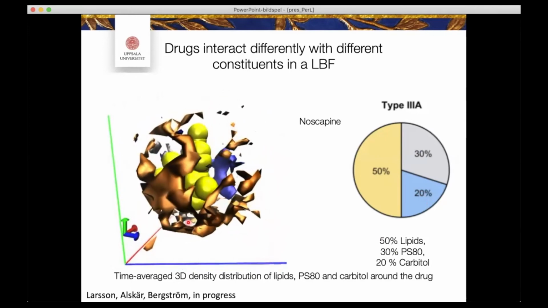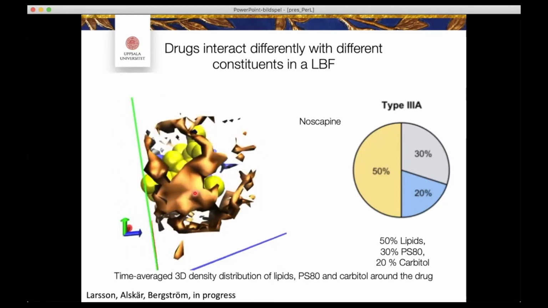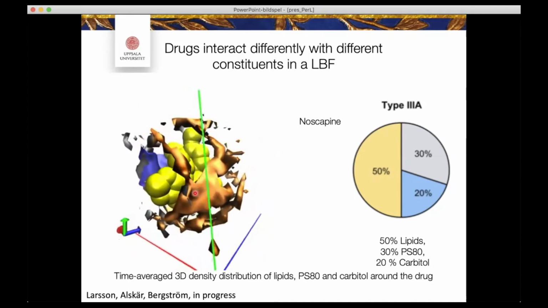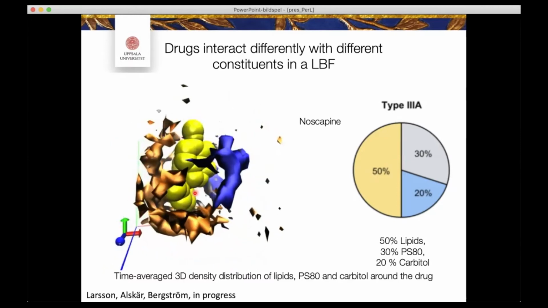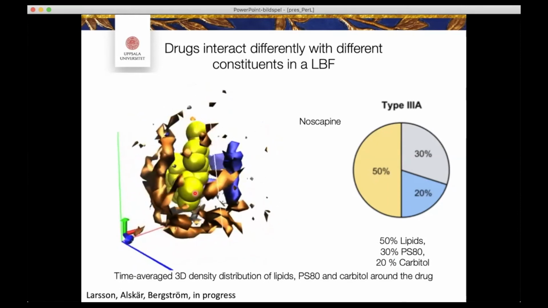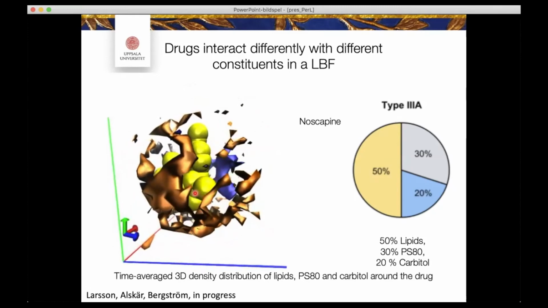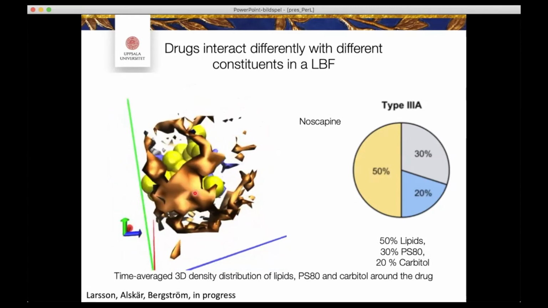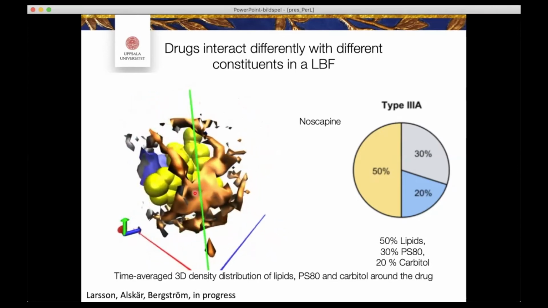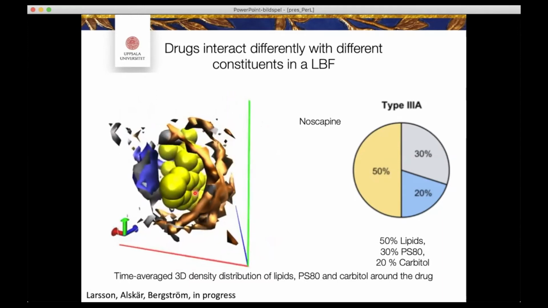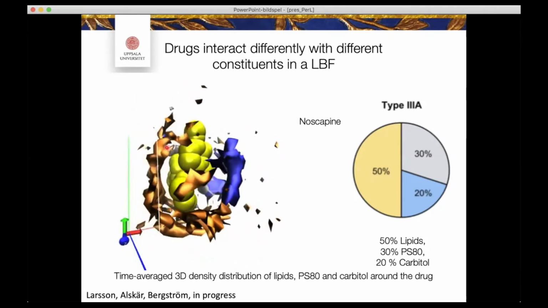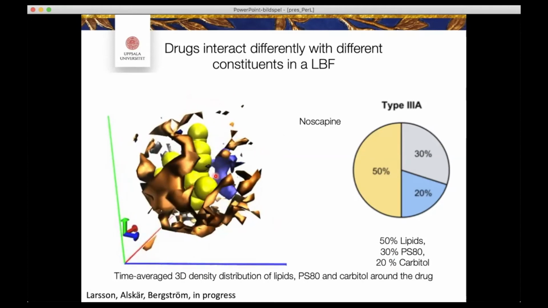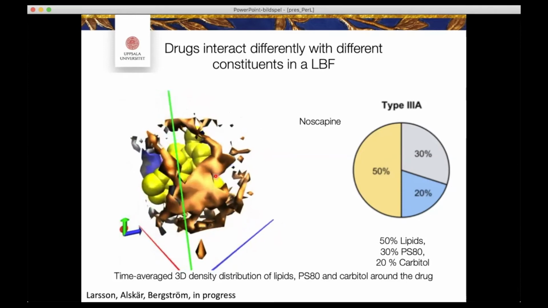As you can see here, this is an average over all 20 drug molecules. Again, we have 20 drug molecules, noscapine instead of tolfenamic acid. We have overlaid each of those 20 molecules, and then quantified the local environment in terms of the spatial density and temporal density of where molecules in the lipid-based formulation, so where the lipids, the polysorbate 80 and the carbitol, like to sit in terms of interacting with the drug molecule. As you can see here, at least for noscapine, we have one side of the noscapine, and then we have the other side of the drug molecule, which interacts similarly with the polysorbate 80 and the carbitol.